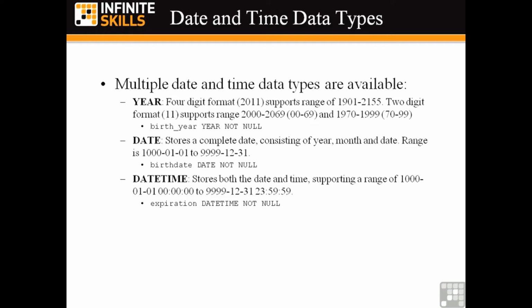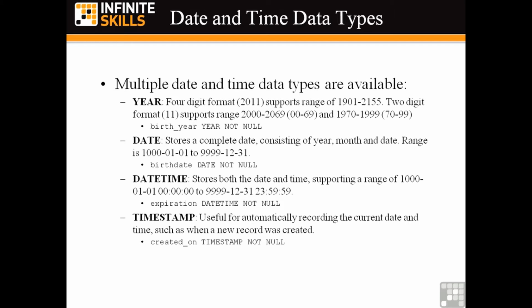The final date and time data type that I'd like to introduce is the timestamp. The timestamp differs from year, date, and datetime in that MySQL will automatically record, for most configurations, the current date and time for you. So you'll effectively timestamp a record or a new row when it's created by assigning the timestamp column the current date and time. So this is useful for tracking when a record was created or when a record was updated.